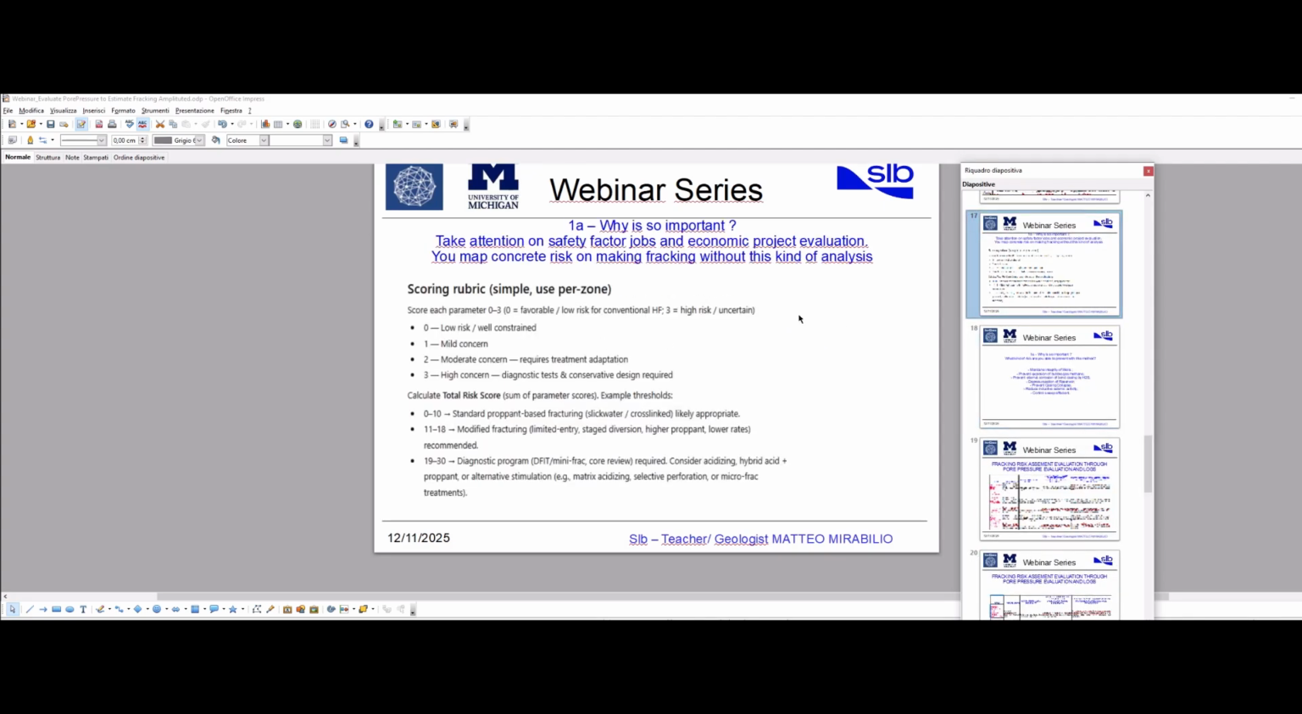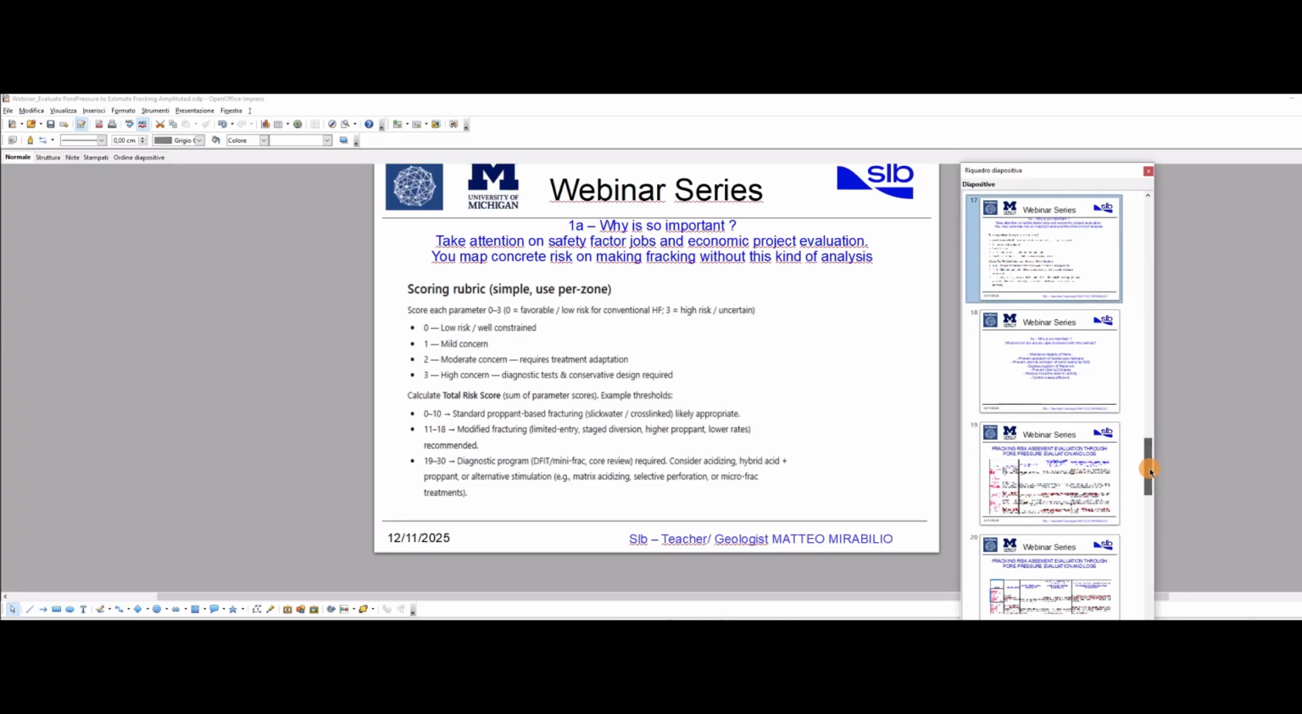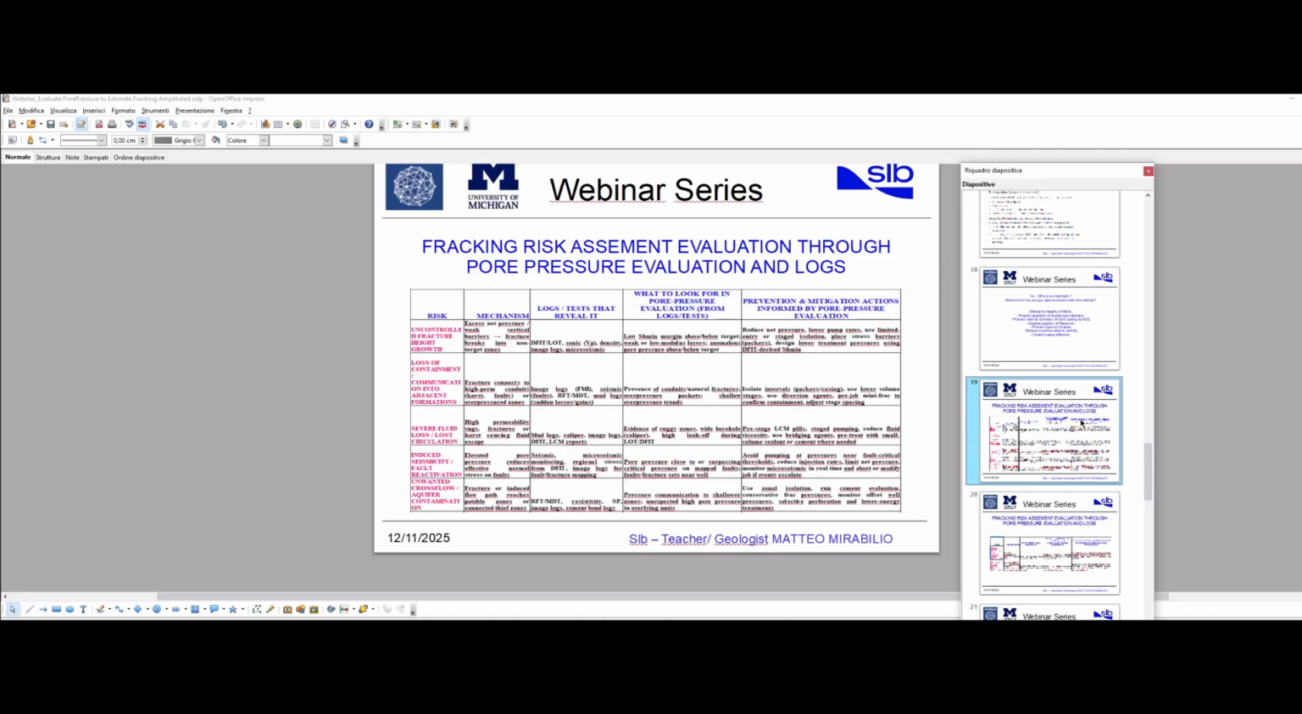We will make a focus, for example, on old wells: how we can apply fracking and evaluate the fracking assessment in old wells using these matrix parameters. So this is the first step for fracking assessment evaluation through pore pressure evaluation and logs, which will be the most important risks to take under consideration.